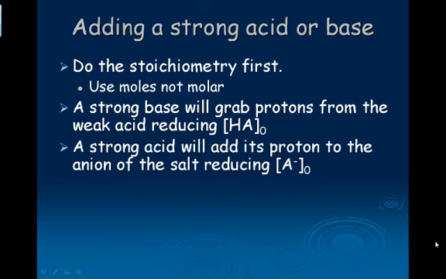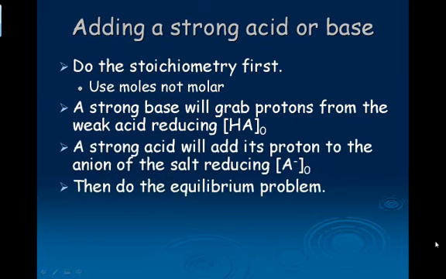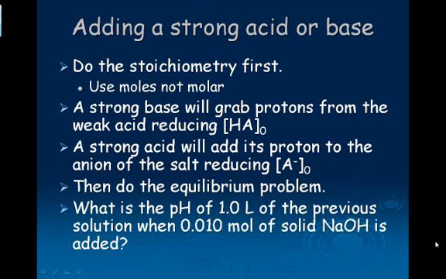So the strong acid and the strong base are shifting the acid-base equilibrium. And then you simply do an equilibrium problem once you've done the stoichiometry with the strong acid and the strong base. So we could take a look at one of these situations. What is the pH of a 1 liter solution of the previous solution when 0.010 moles of solid sodium hydroxide is added?